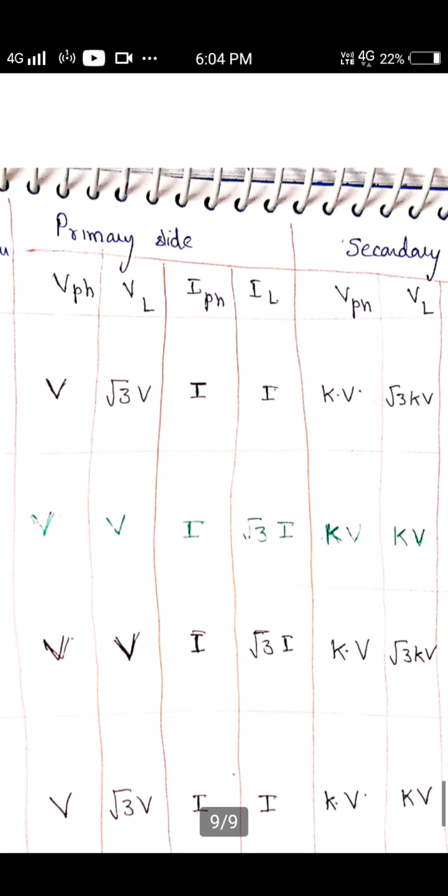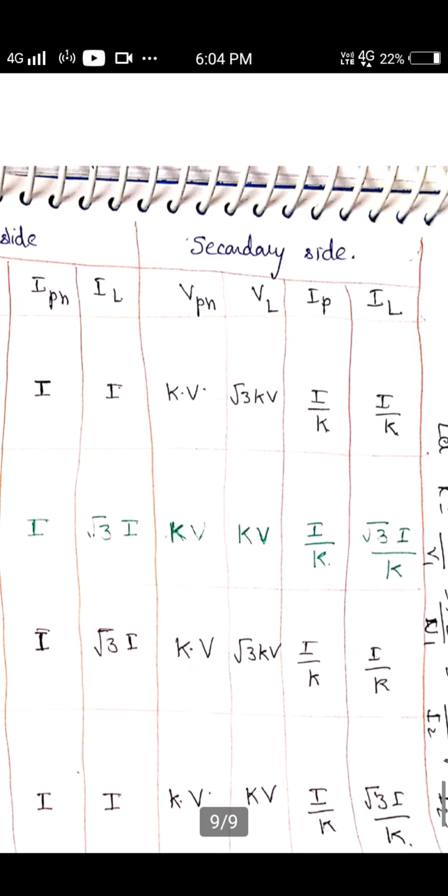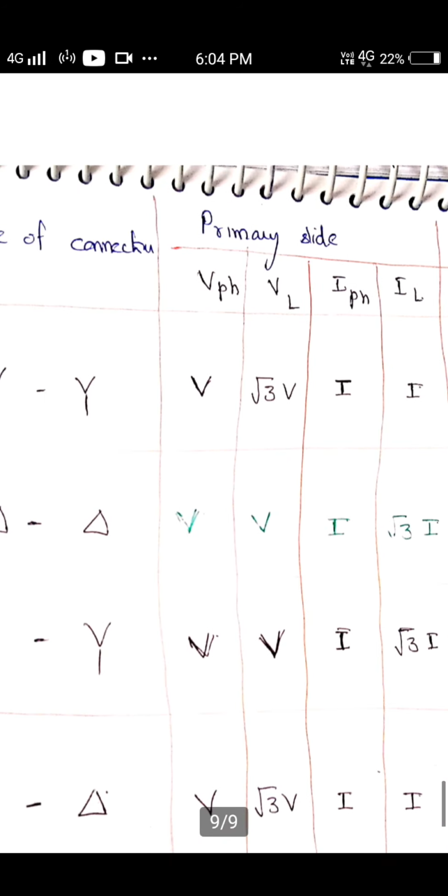Now come to the secondary values. The voltage is always K times the primary voltage. So the phase voltage we assume as V on the primary side, and the secondary side voltage is K into V. In delta connection, the line voltage is equal to the phase voltage. That's why the line voltage is also equal to K into V. Now the primary side phase current I assumed as I. Shifting to the secondary side, I2 is equal to I by K. The connection is delta connection. So the line current is root 3 times I by K.